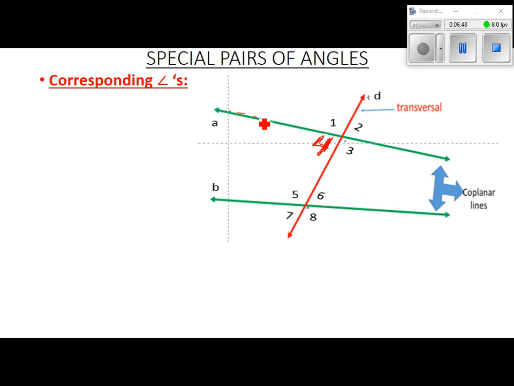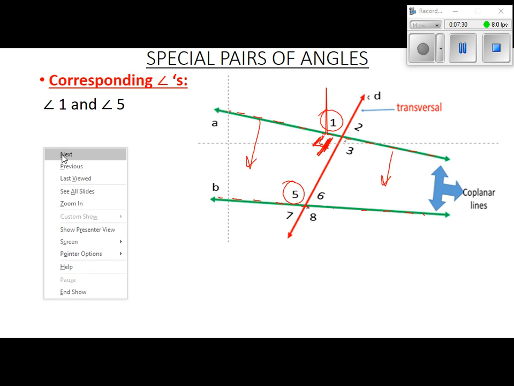If I take, ignore that stray line going up through there. If I take the 2 coplanar lines and I smash them together, not fold them, just smash them, corresponding angles are the angles that lay on top of each other. So the pairs of corresponding angles that we have here, angle 1 and angle 5. So if I take this line and shove it down on top of this line, just smash it down, angle 1 would lay right on top of angle 5. Again, not folding it, just smashing them together.